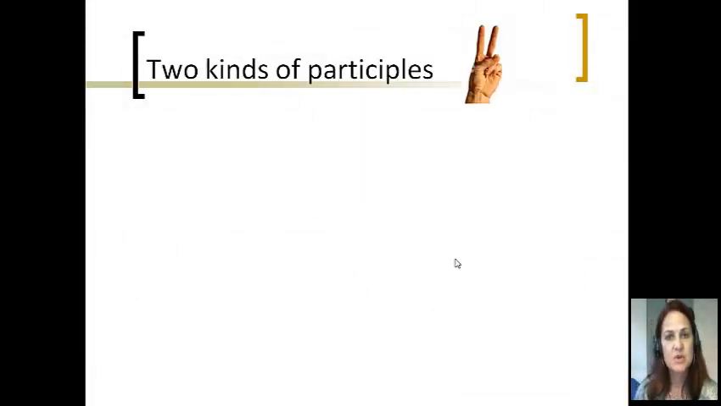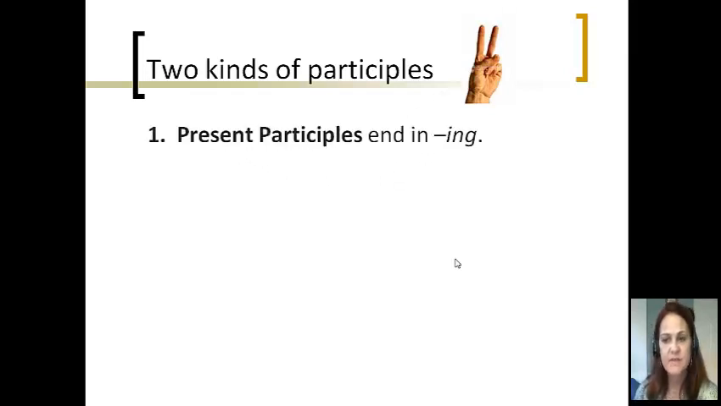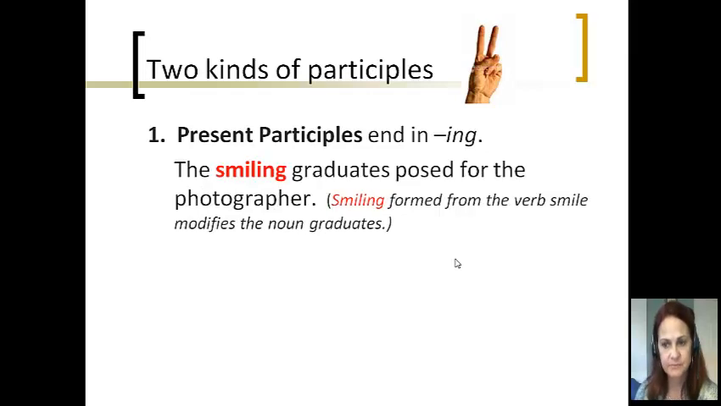Okay, now there's two kinds of participles, as you saw from those examples. The first is a present participle ending in ing. Example, the smiling graduate poses for the photographer. Okay, so smiling is my participle, and it's formed from the verb smile. And in this case, it modifies the noun graduate. So it's a present participle.